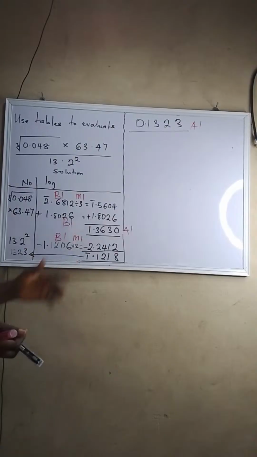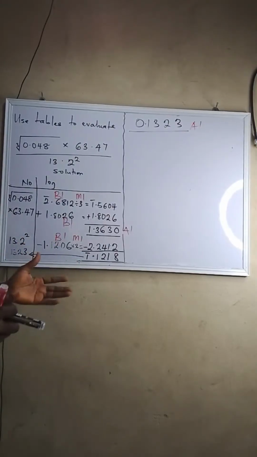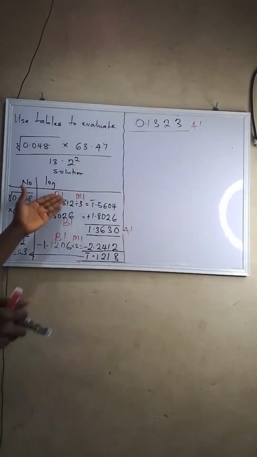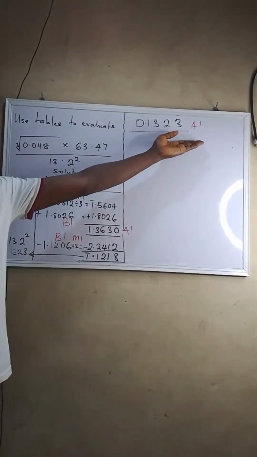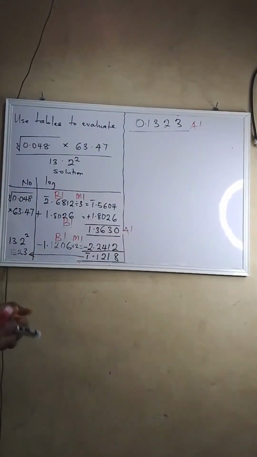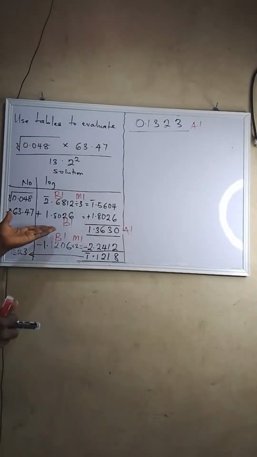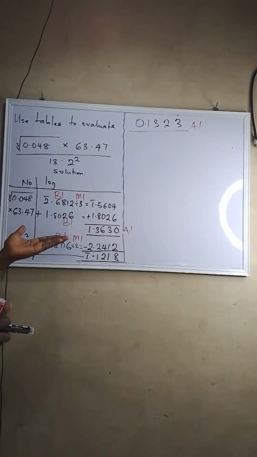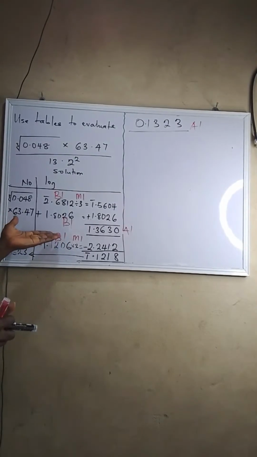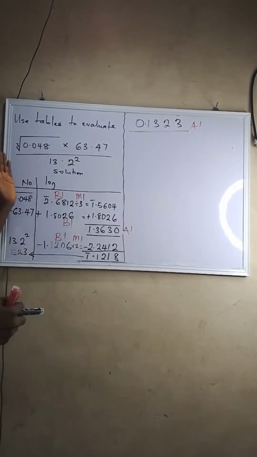You can see now that your method is much more important than your answer. If you don't get all these ones, even if you end up getting the answer, you will not be given the mark. So that is the more reason why the method is very, very important. So I want to believe you've learned one or two things in this question. Now we are moving to another question. Now let's move to something else.